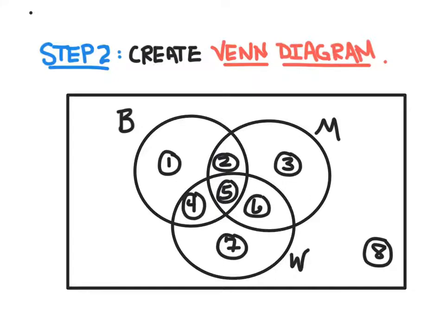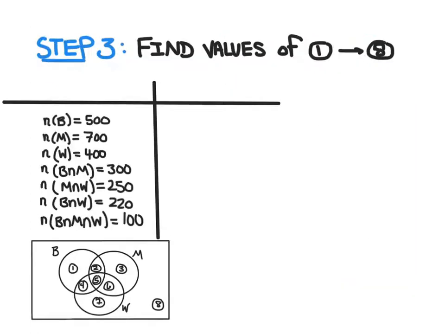Just to explain this a little better, 1 represents the number of people that are in this part of the set, and those would be the people that only went to Burger King. For example, 2 represents the people that had been to Burger King and McDonald's, but not Wendy's. That's because it's in this little section here. And likewise for 3, 4, 5, 6, 7, and 8.